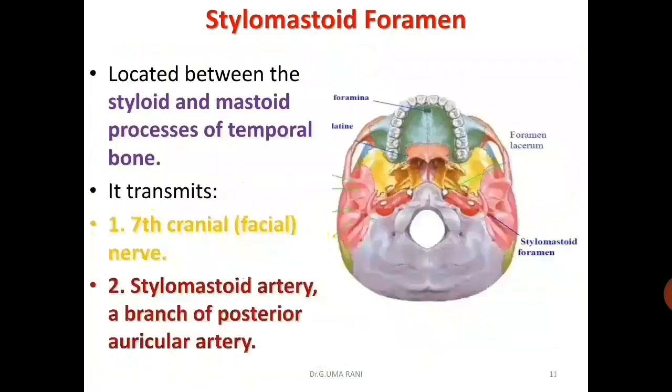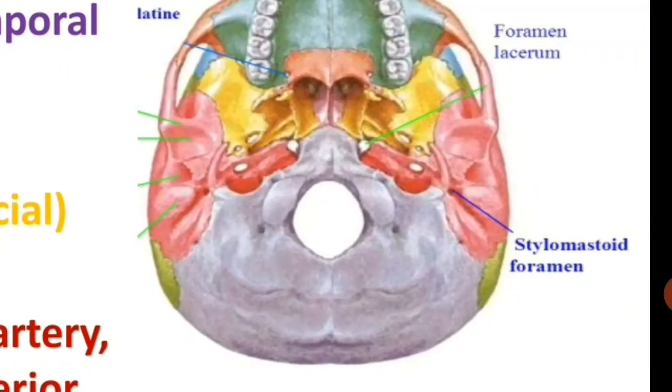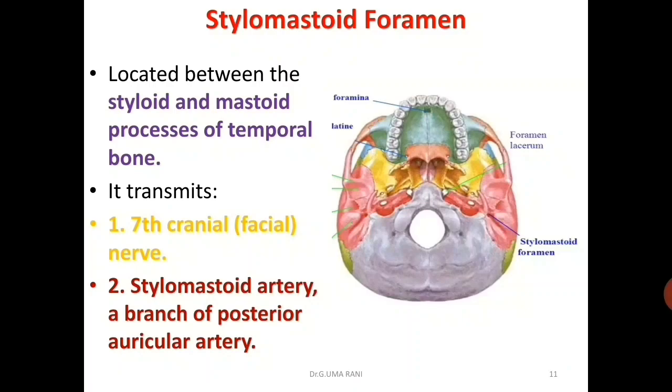Next, a small foramen, the stylomastoid foramen, and in this image you can see the stylomastoid foramen. As the name tells, it is located between the styloid process and mastoid process, and it transmits the 7th cranial nerve, the facial nerve. The facial nerve leaves the cranium and enters the extracranial region through this stylomastoid foramen, and it supplies the muscles of the face. And the stylomastoid artery, a branch of the posterior auricular artery. So these two are transmitted through the stylomastoid foramen.